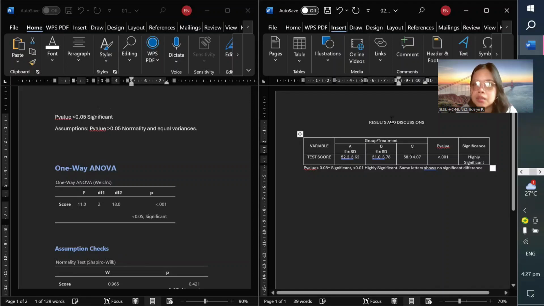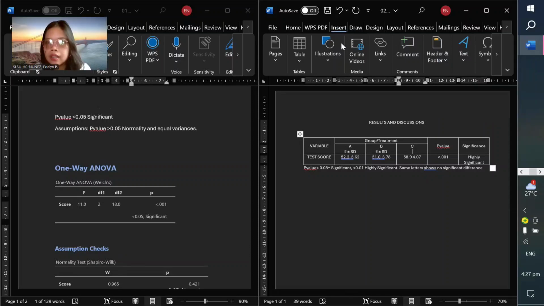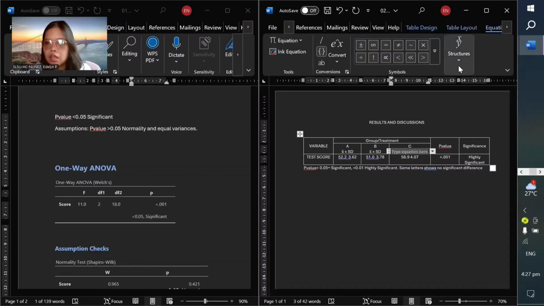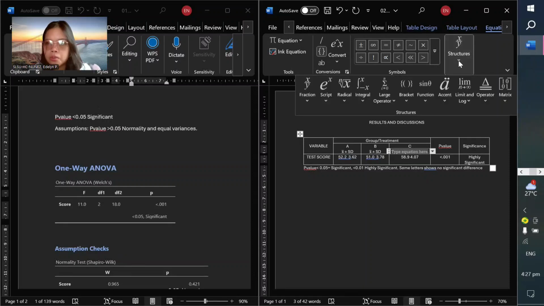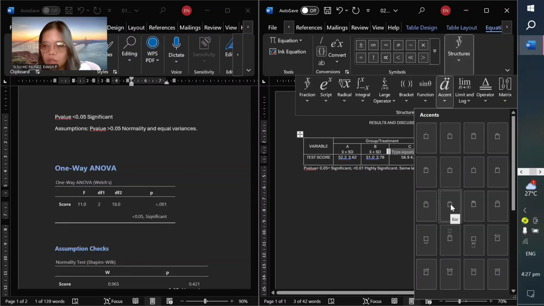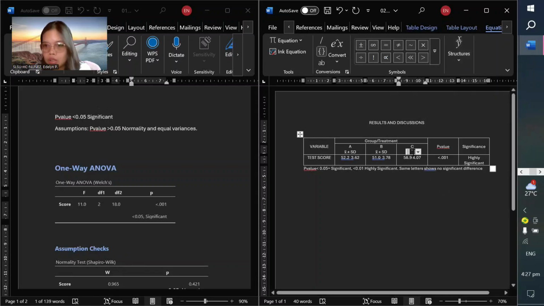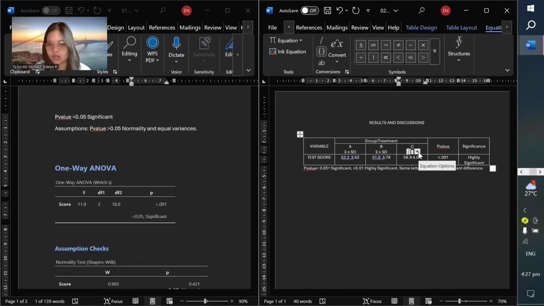How do we do the X bar? In doing the X bar, we just need to press insert, and then you go to Symbol, then Equation. In the equation, you search from the Structure the Accent, and then you find the one that has a line in it. You press this one, then click the box, then press the X, and you will have the X bar.